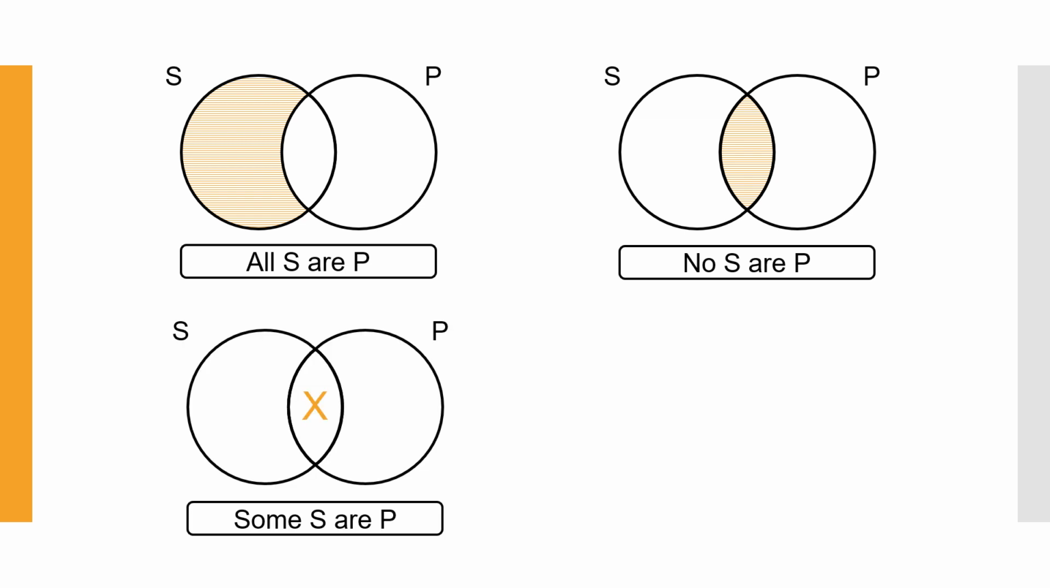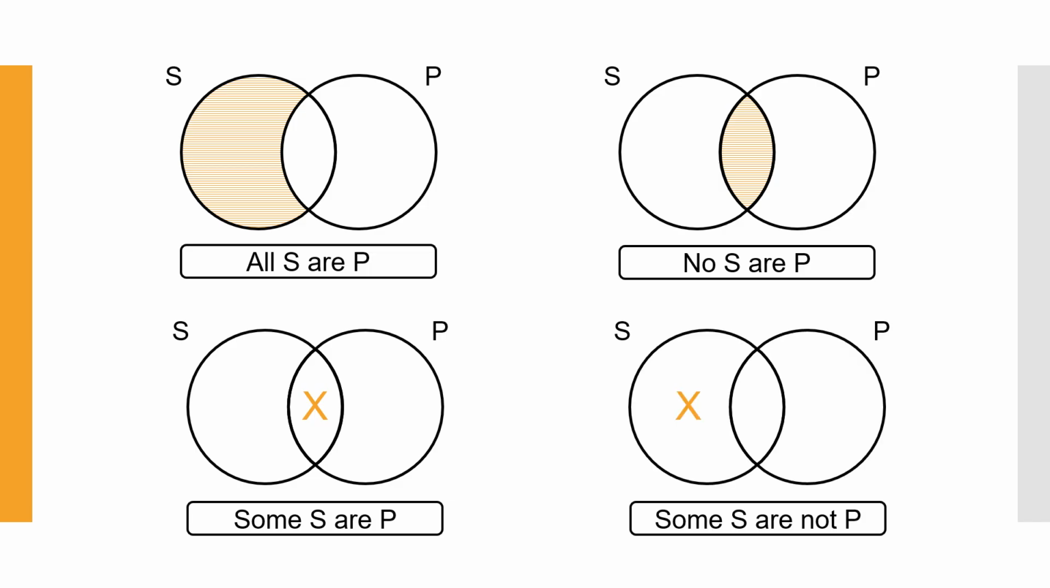Notice our particular affirmative claim, some S's are P's, is simply going to put an X in the middle between the two circles in order to show that there is at least one thing out there that is both an S and a P at the same time. Now, there might be all kinds of other stuff that is an S without being a P, and there might be all kinds of things that are P's without being an S, but all we assert when we say some are is there is at least one thing out there that is both.